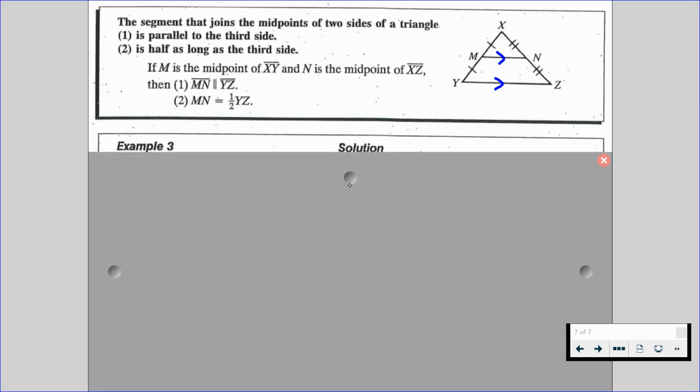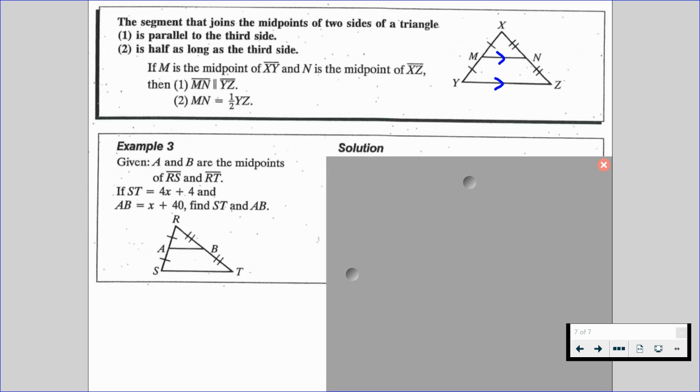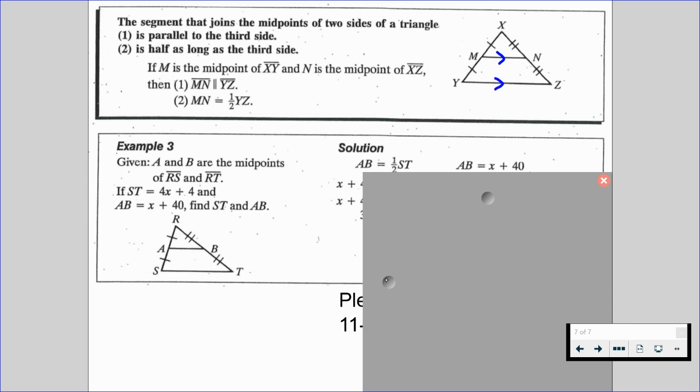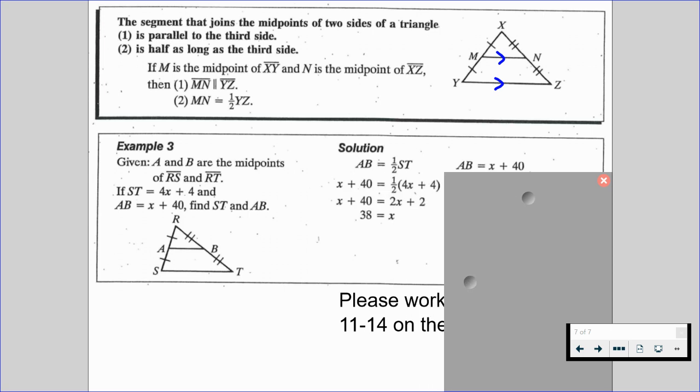So if we put this into an example, we are given that A and B are the midpoints of segment RS and segment RT. We know that the length of ST is 4x plus 4, and the length of AB is x plus 40. We want to find the length of ST and the length of AB. Well, we know that AB is connecting those two midpoints, so it's going to be half the length of ST. So we plug in that AB is equal to half of ST, and we find that x plus 40 is equal to half of 4x plus 4, and we get that x is equal to 38.